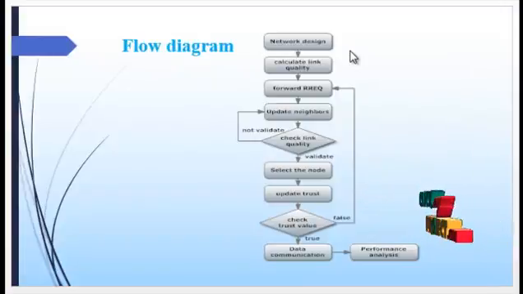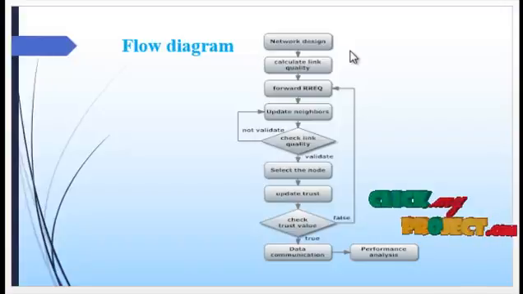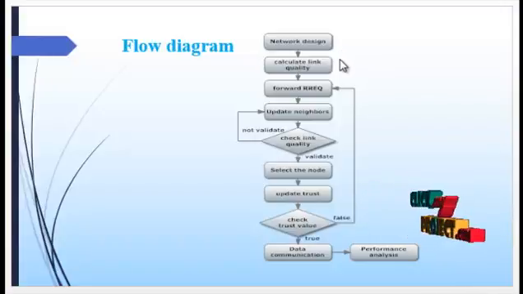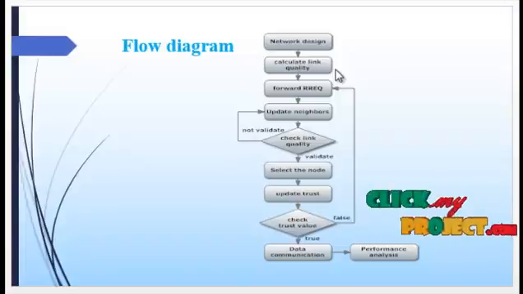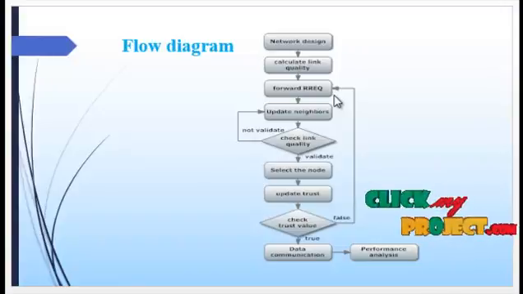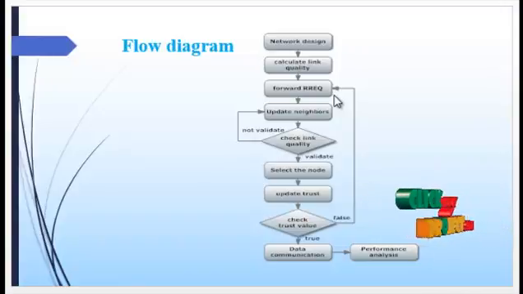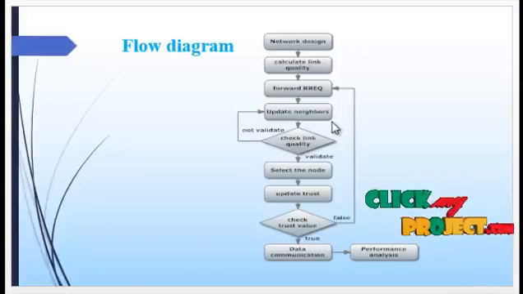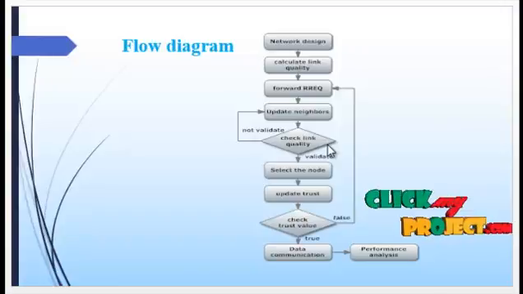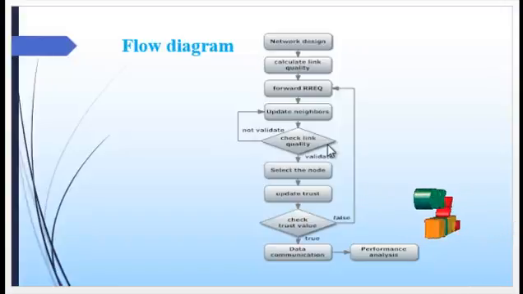First, the network is designed with the number of sensor nodes in the underwater area. Then, calculate the link quality for all nodes. After that, a forward route request is made to transfer the data collected by the sensor nodes. For that, it updates the neighbors for forwarding the data. Then, the link quality is checked, that is, whether it is able to forward or not is checked.